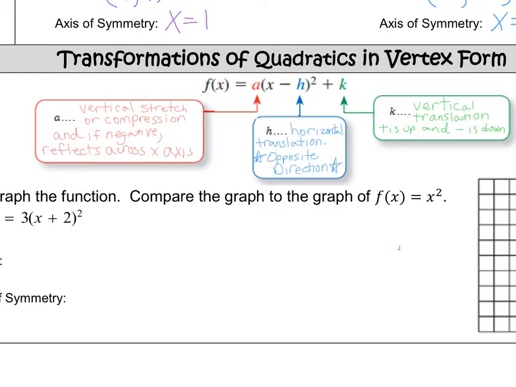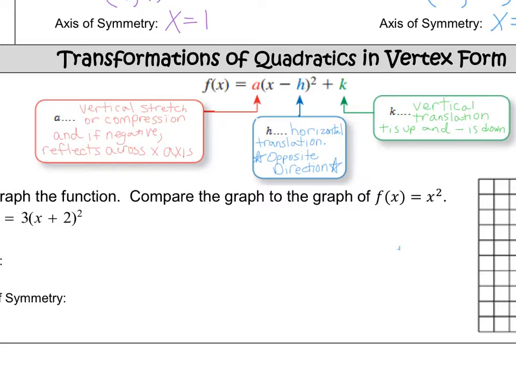So just check your answers and make sure that on the A you got both the stretch and compression, the vertical stretch and compression, and the fact that if it's negative, it'll reflect across the x-axis. The H, make sure you put down that it's the opposite direction, and it's your horizontal translation. And then the K is your vertical translation. Positive is up, negative is down.